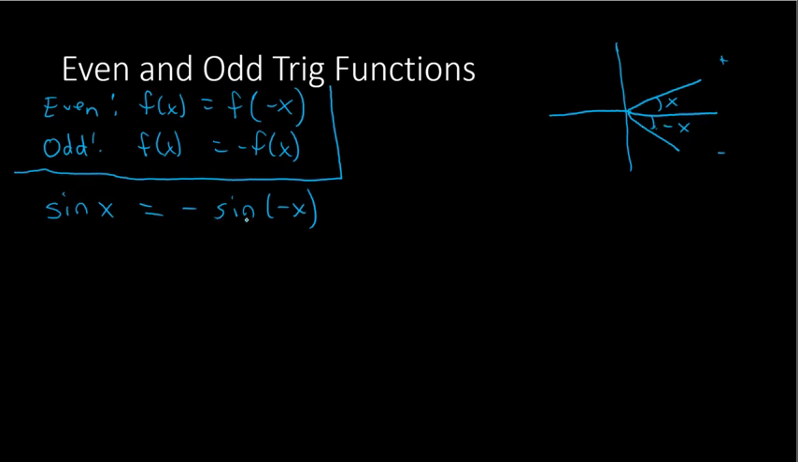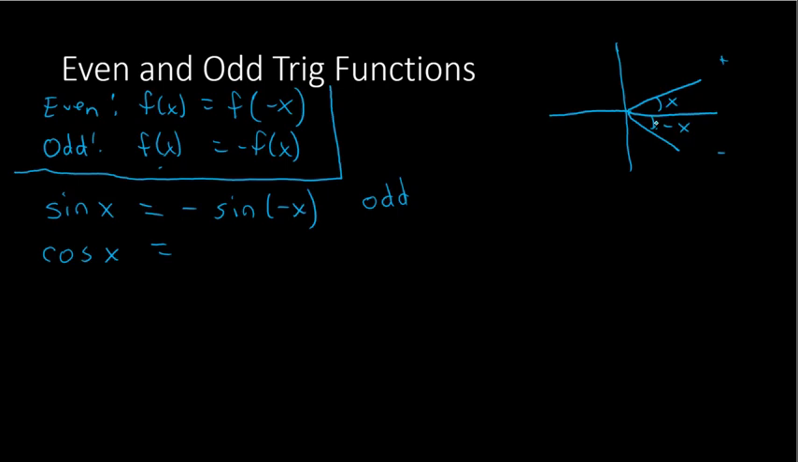Right, because again, if you take sine of negative x, the signs are opposite. So with that being said, this would fall under the category of odd. Next, we can try cosine. So cosine of x, how does that relate?